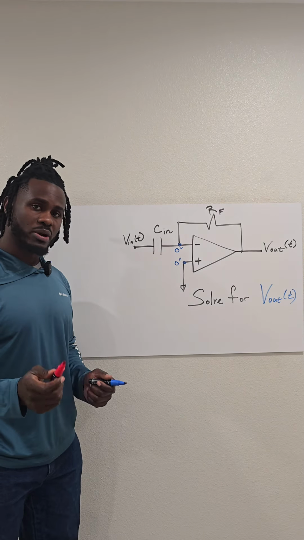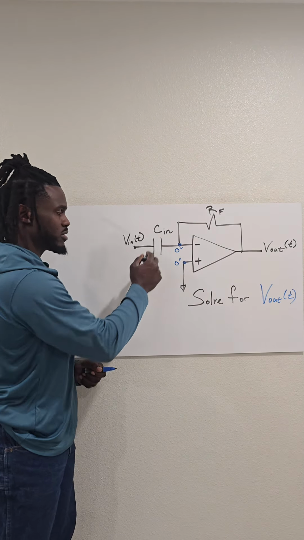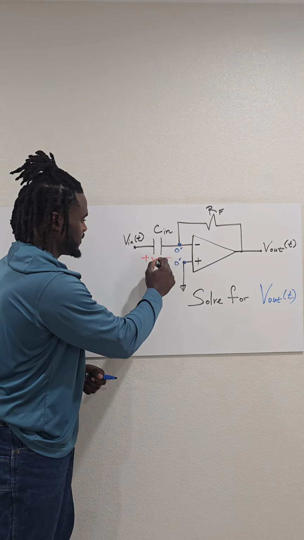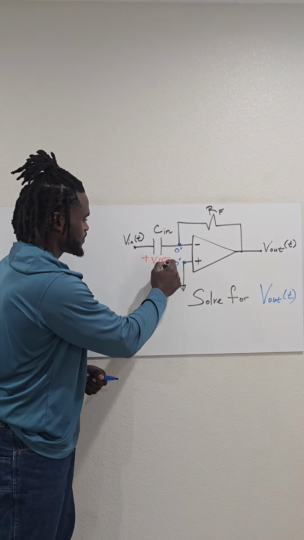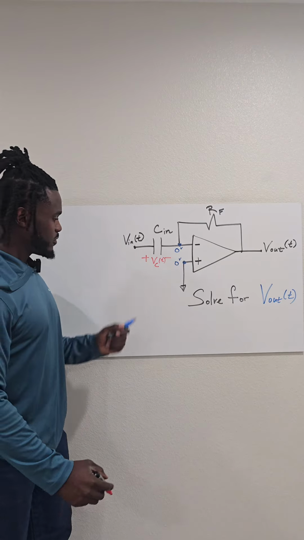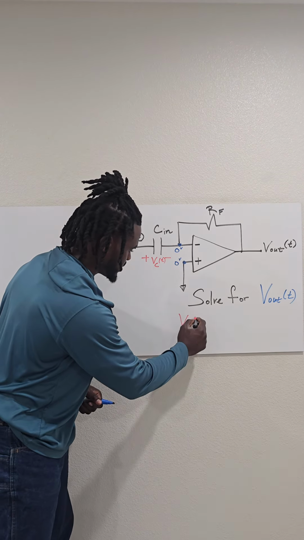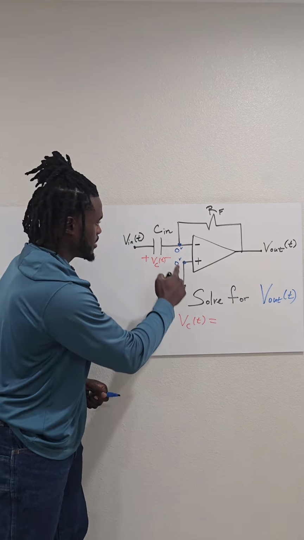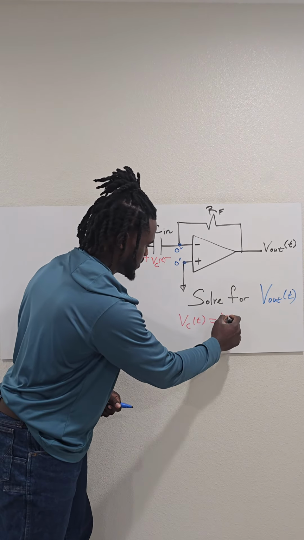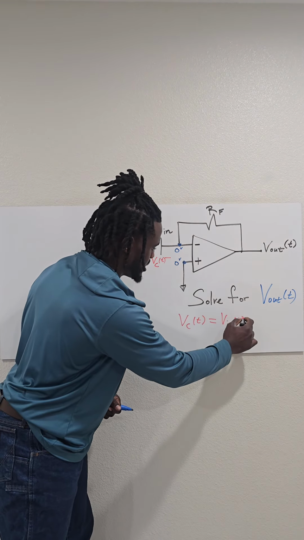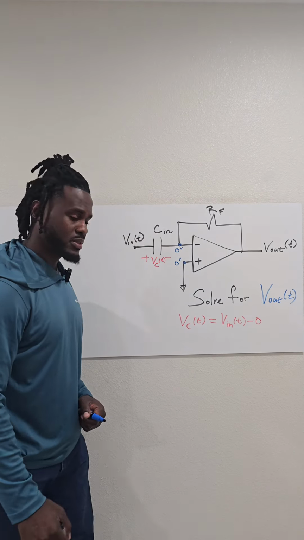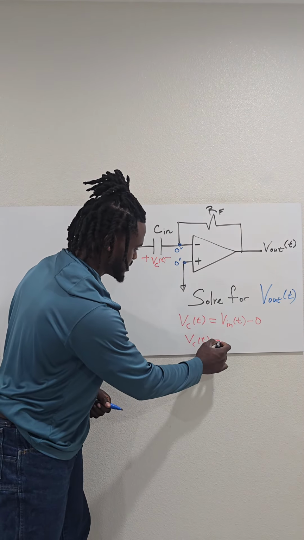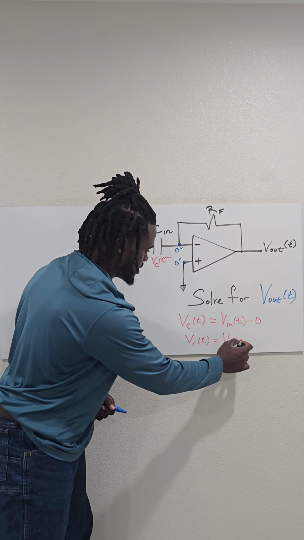And the second thing we want to notice is that the voltage across this input capacitance, call it plus minus Vc of t, right? If we write an equation for it, Vc of t is equated to Vn of t minus 0 volts. So Vn of t minus 0 volts. So that just means that Vc of t is equated to Vn of t.